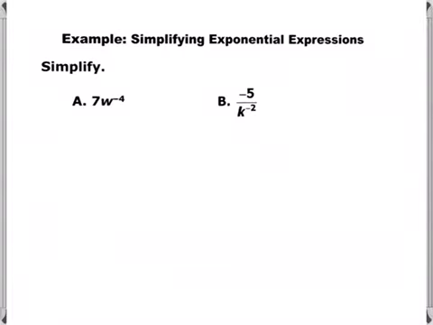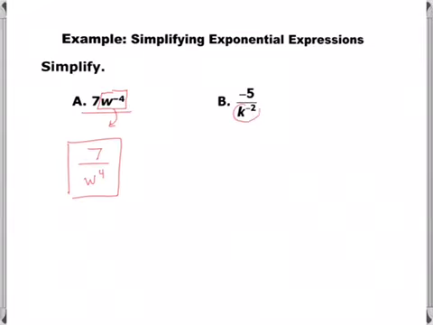So here we want to simplify. We've got 7 over w to the negative fourth. Well, my base is w, my exponent is negative, so that means I want to move it underneath to make it positive. So my answer becomes 7 over w to the fourth power. That's it.